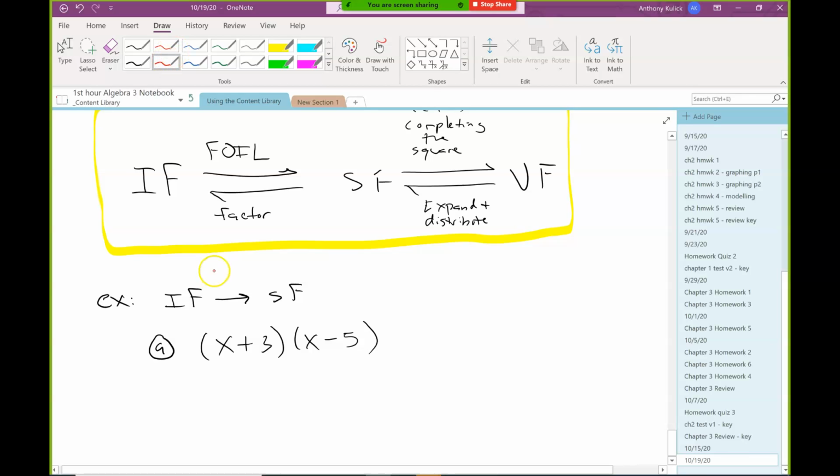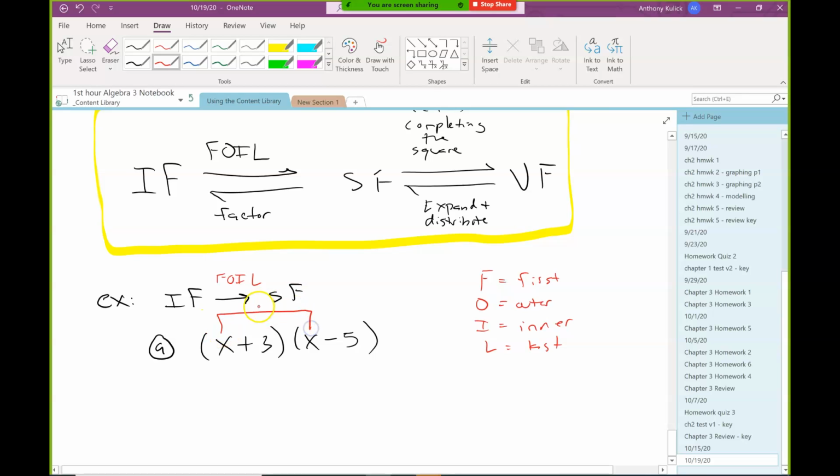So if you guys look above, we wrote FOIL as the direction. And if you remember from your Algebra 1 class, FOIL stands for first, outer, inner, last. So it's like an acronym or whatever. And it's just describing to us how we multiply two things that are in parentheses together.